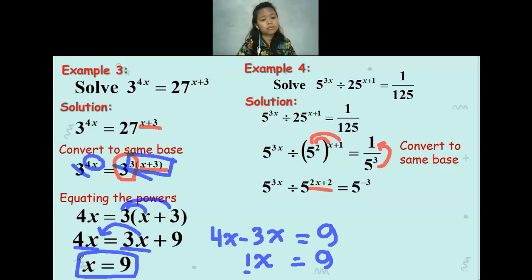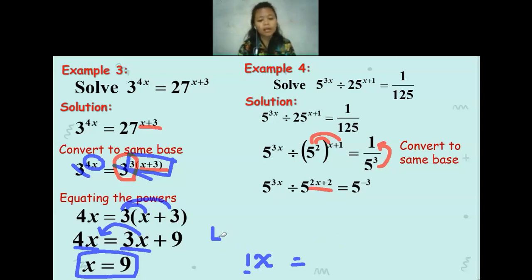Hello? Is it clear already? It's fine, teacher. It's clear. Okay. Is there anyone else having any question for example 3? Before I move to example 4, is there anyone still having any questions? No? Okay, I will move to example 4.